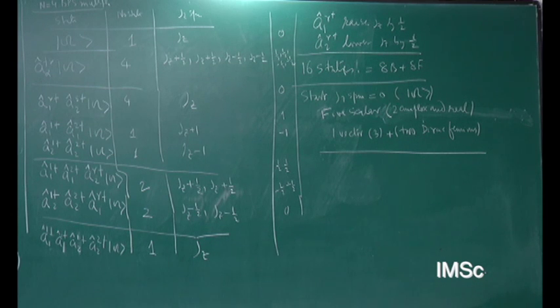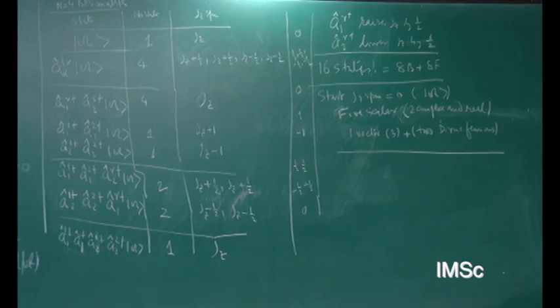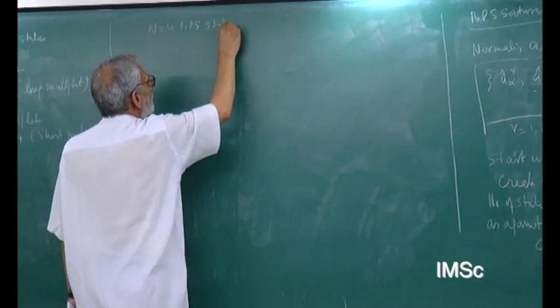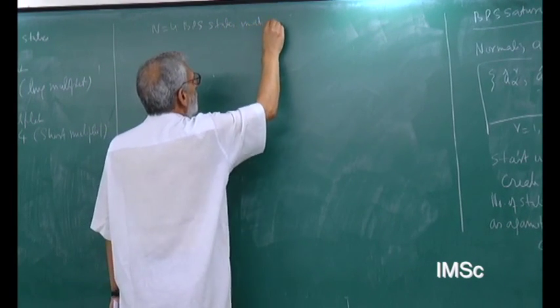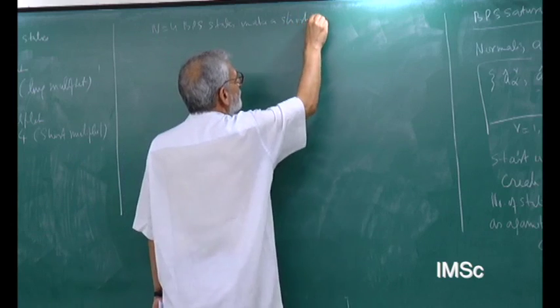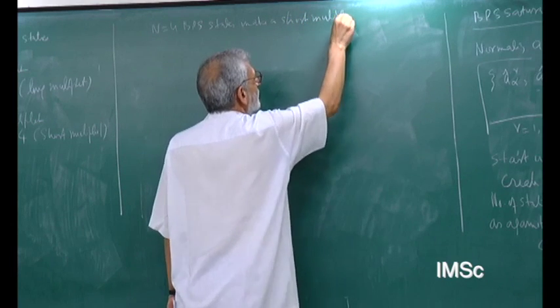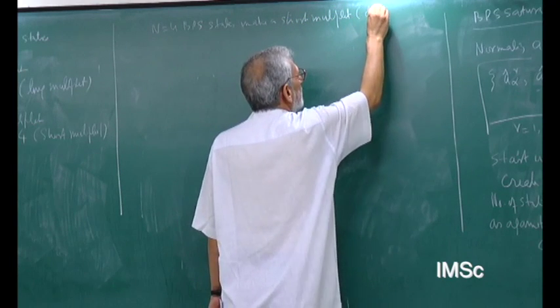In fact, soon I'm going to make some statement. That statement would have gone wrong with this count that I wrote there. And this count is very important for that. All right. So what we have is that n equal to 4 BPS states make a short multiplet of dimension 16.